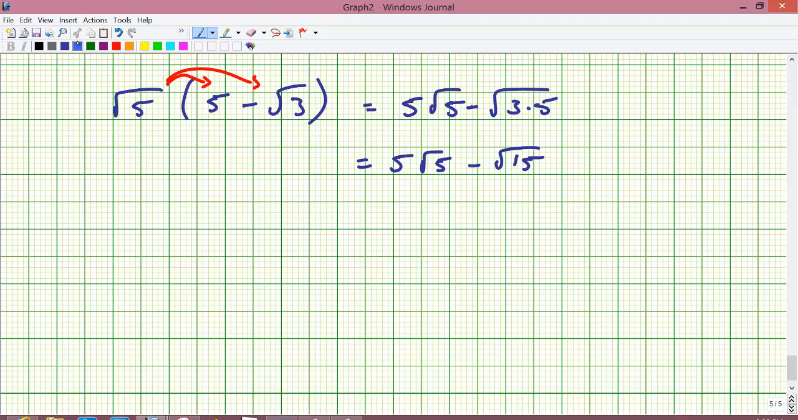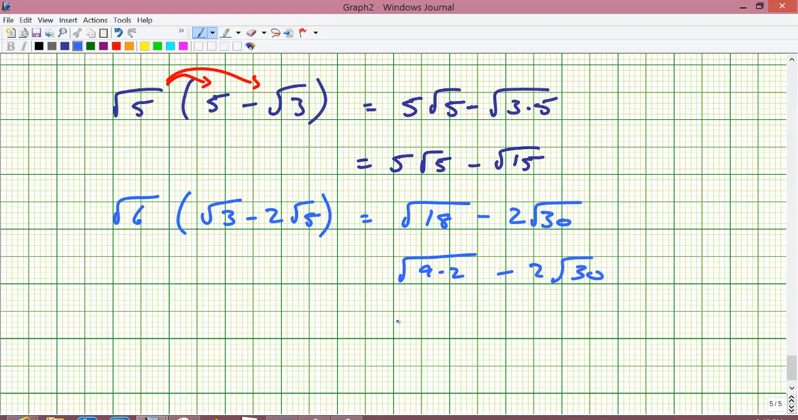Let's try another one. Square root of 6 times root 3 minus 2 root 5 gives you a square root of 18 minus 2 times the square root of 30. Square root of 18 can be simplified, can be factored by a square number. That's 9 times 2. So that gives us 3 root 2 minus 2 root 30. And that is considered to be a simpler expression.